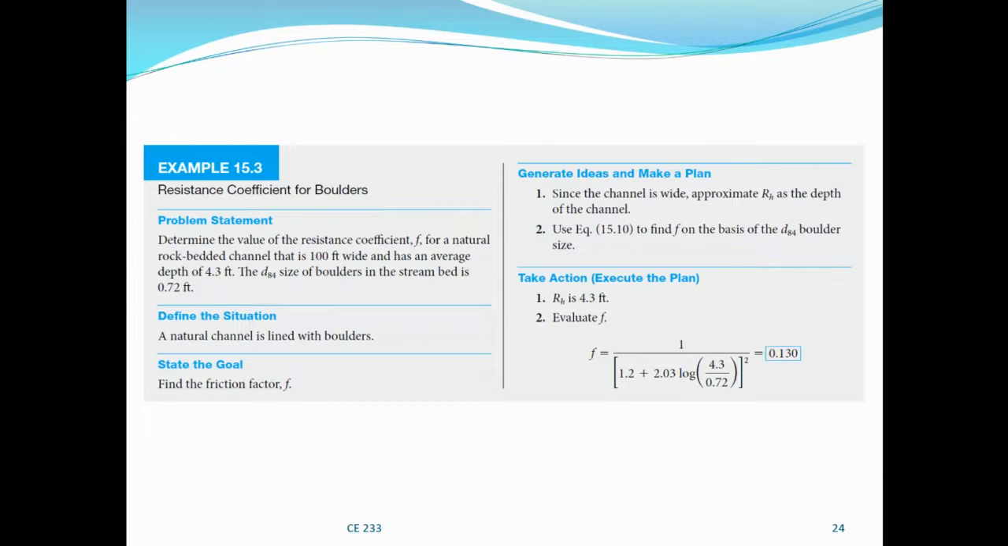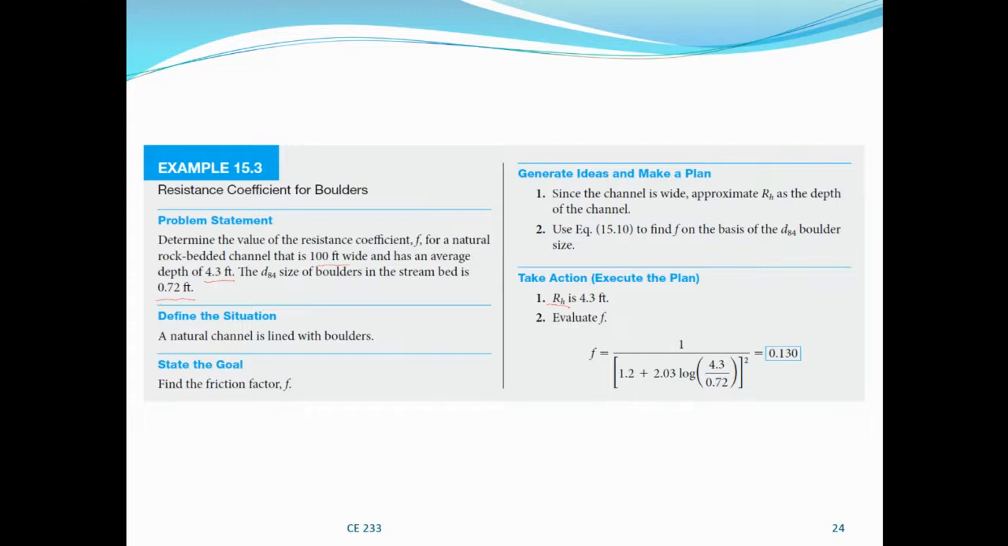So here we are to determine the value of the resistance coefficient, which is f. f has several names: friction factor, resistance coefficient, Darcy-Weisbach coefficient, and all that. For a natural rock-bedded channel that is 100 feet wide and has an average depth of 4.3 feet, the D84 size of boulders in the stream bed is 0.72. So here we have the width of the channel and we have the depth. So we can find the hydraulic radius, isn't it? We can have the hydraulic radius.